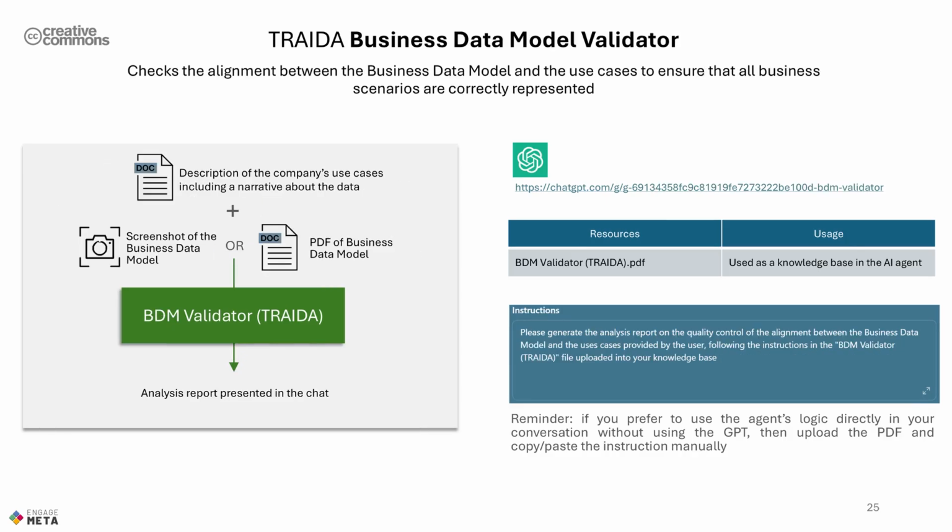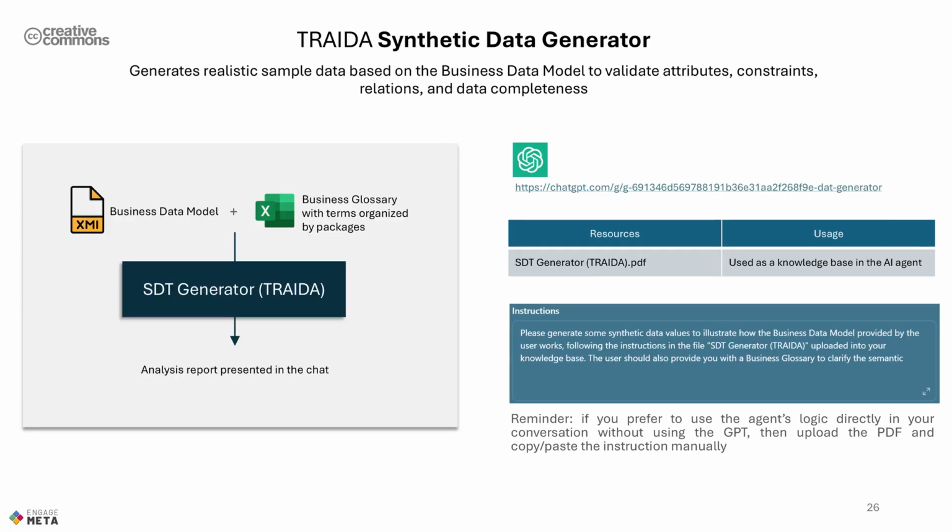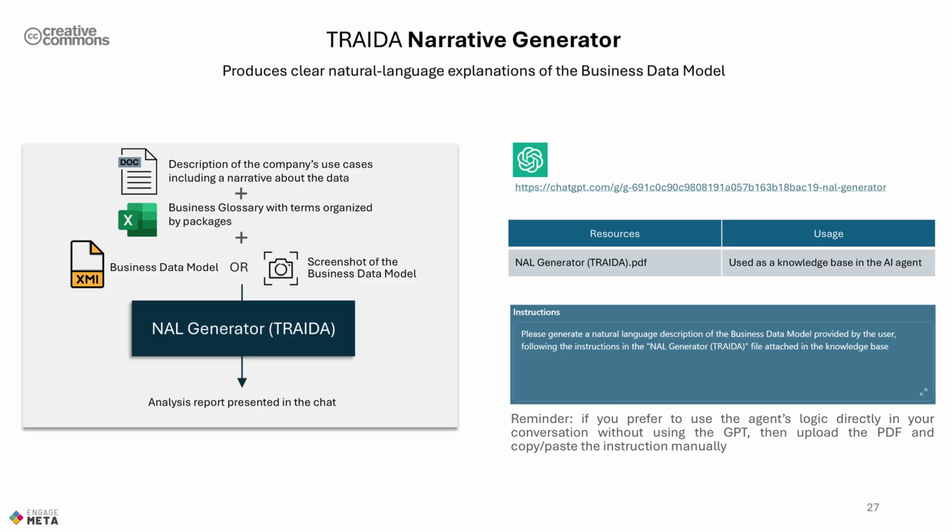The Data Model Validator verifies alignment with real business scenarios. It ensures that all use cases are correctly represented. The Synthetic Data Generator produces realistic example data. This data is used to validate models and train AI safely.